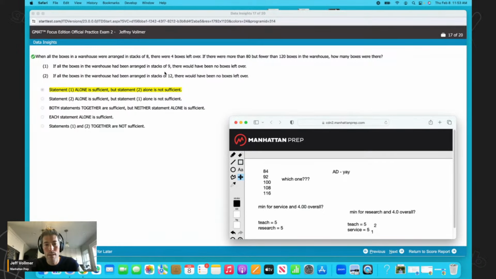So if all the boxes are arranged in stacks of 9, no left over, multiple of 9, 108 is the only multiple of 9, sufficient. Yay. Statement 2, stacks of 12, no boxes left over. So I also have a multiple of 12, but actually there are a pair of multiples of 12. 84 is 12 times 7, there'd be 7 stacks of 12. And 108 would be 9 stacks of 12. So close, but no cigar, not sufficient. Answer A.